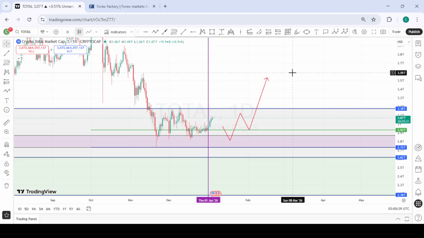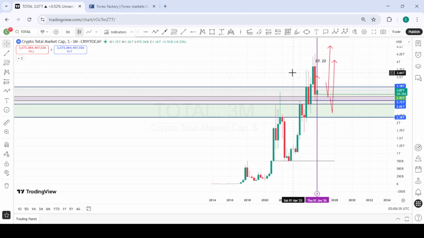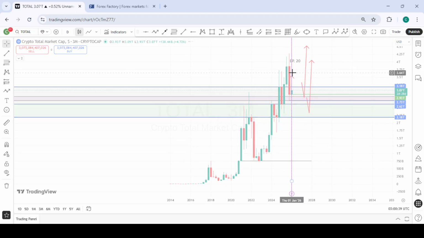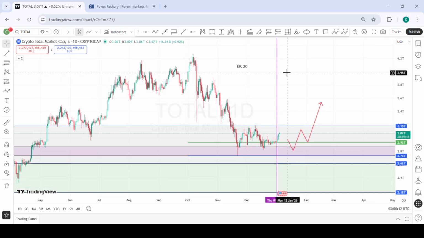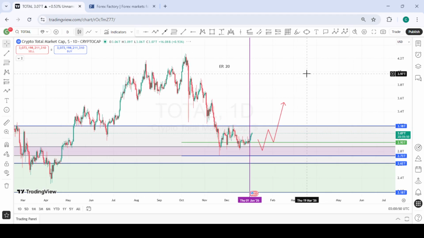So if we go back to the 3-month time frame, there was a similar formation. I think that one is on BTC, so we're going to look at that from the next setups we have. So go back to episode 20, we're going to drop the link in the description and see what we said, the details we gave for the total crypto market cap.